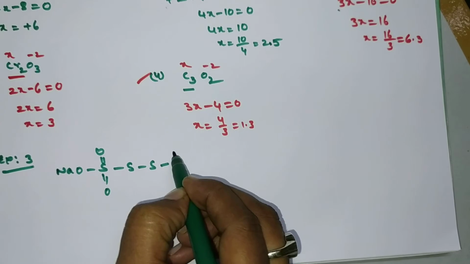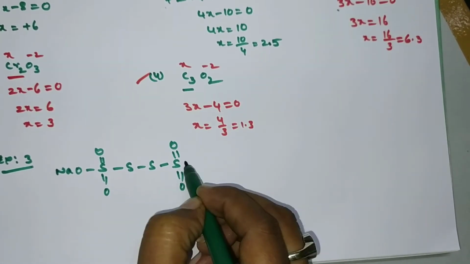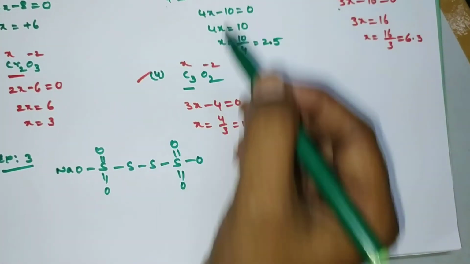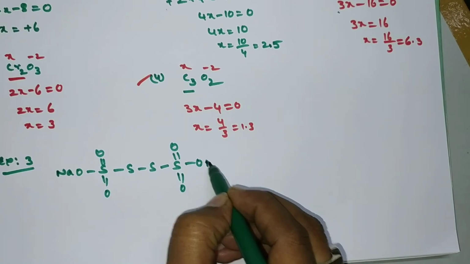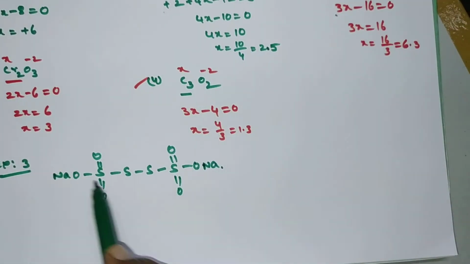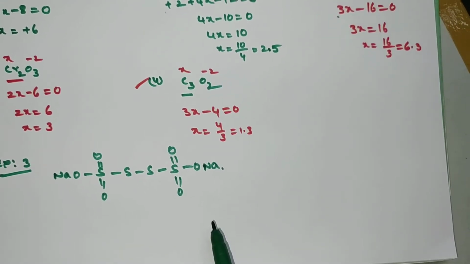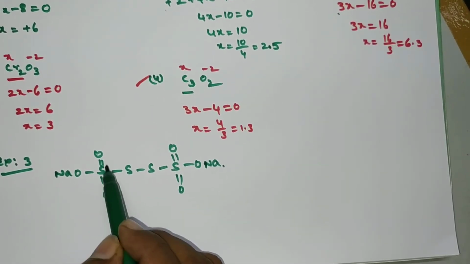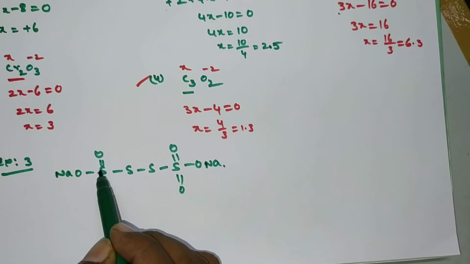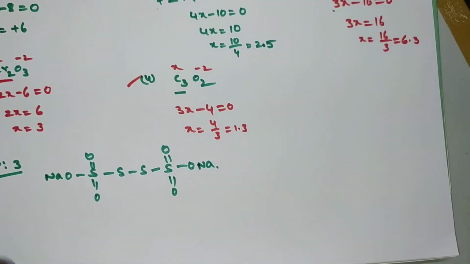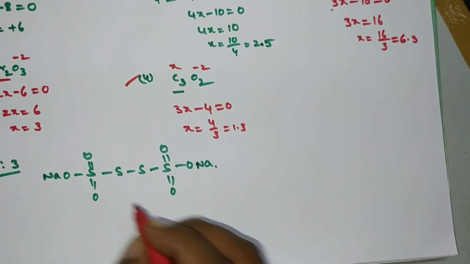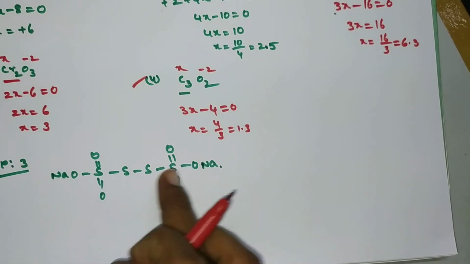There are 4 sulfurs, 6 oxygens and 2 sodiums. So since sulfur belongs to the oxygen family, that is the 6th group element. Now we have to calculate the oxidation state of each element.